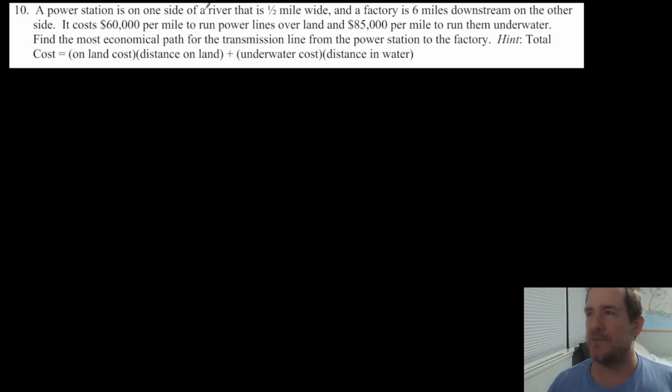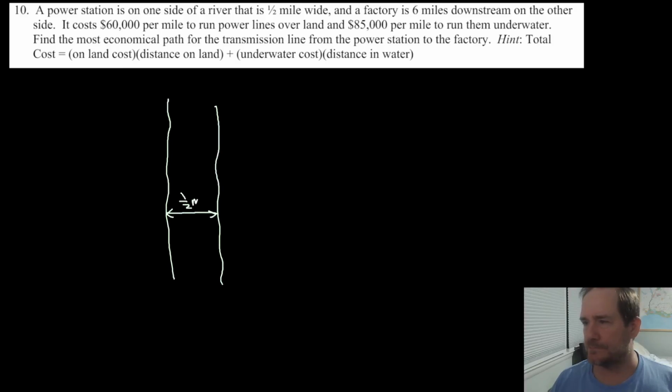It says a power station is on one side of a river that's 1/2 mile wide. So draw yourself a river. And this distance is 1/2 mile. And a factory is 6 miles downstream on the other side. So there's a power station on one side, then there's another on the other side, and the distance between them is 6 miles. This is not drawn to scale at all, but that's okay.